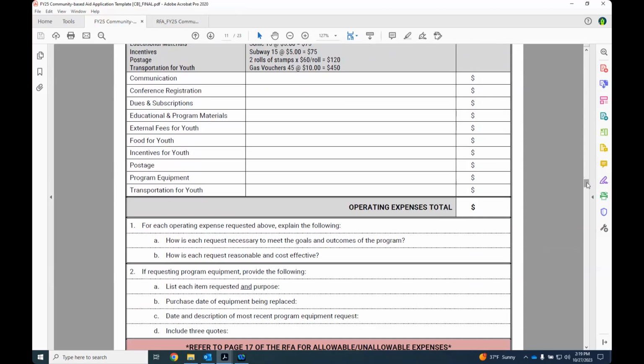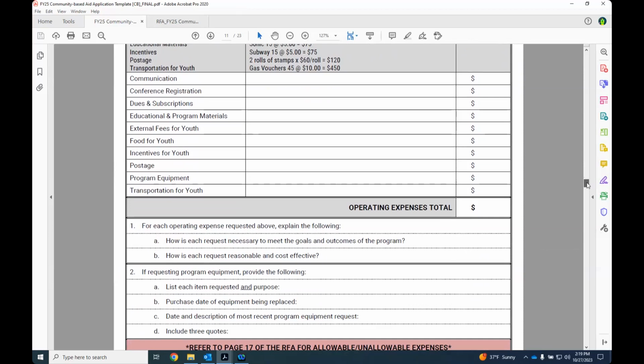And then for number 2, this only applies if you are requesting program equipment. But again, we would need these all filled out as to why, if it's being replaced. And then of course, our procurement policy, as stated in the RFA, we do need 3 quotes.